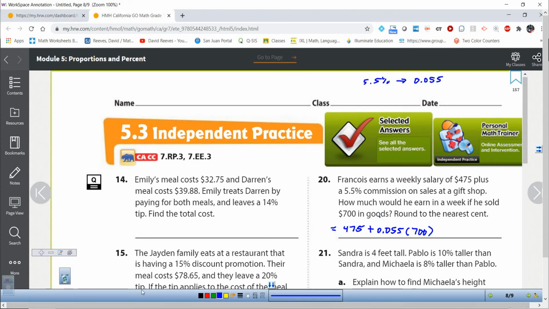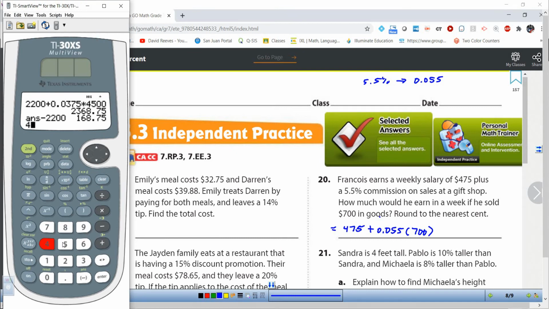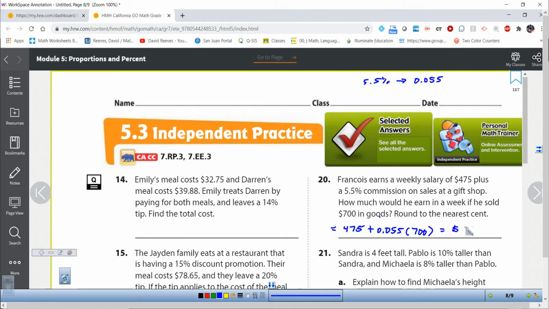So now I'm going to go to my calculator and put that in. 475 plus 0.055 times 700. And when I do that, I get 513.5. Now remember, this is money, so that is going to be $513.50.